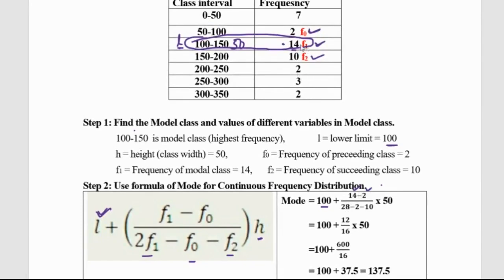So 2 F1 means twice F1, 14 twice is 28, minus F0 which is 2, minus F2 which is 10, into h, that is width of the class, which I just now told, it is 50.